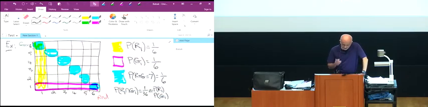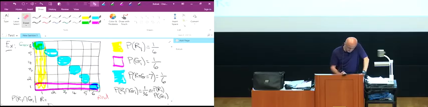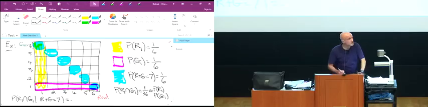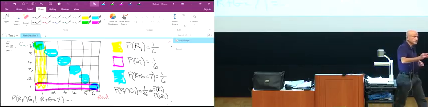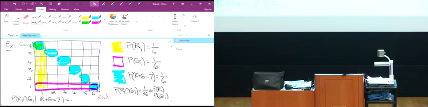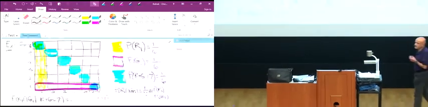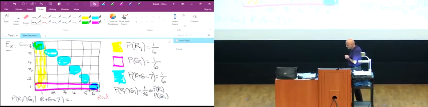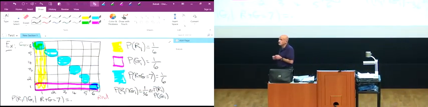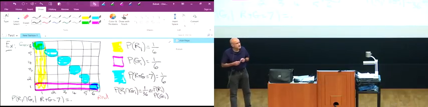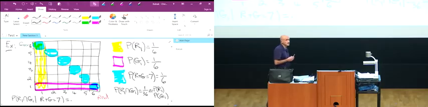Okay? Now, what if I tell you that event R plus G equals 7 has happened? So, I tell you that I rolled a red die, rolled a green die, the sum of the two numbers was 7. Is the event that the first die came out 1 independent of the event that the green one came out 1? Talk to your neighbor.